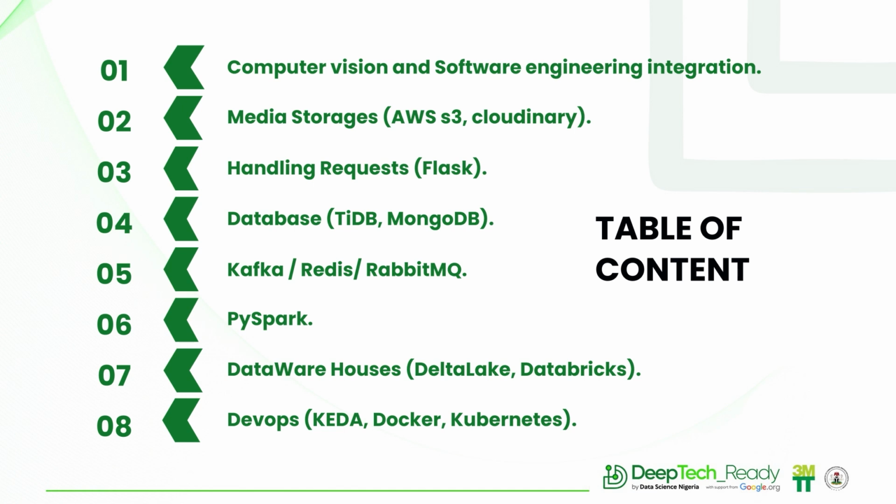Then we're also going to look at databases. That is, we're going to look at the different types of database, TiDB, MongoDB, just to make you have an idea of the kind of data we are dealing with. Then we are going to also take a look at Kafka, Redis. We're just going to talk about some of all these things.